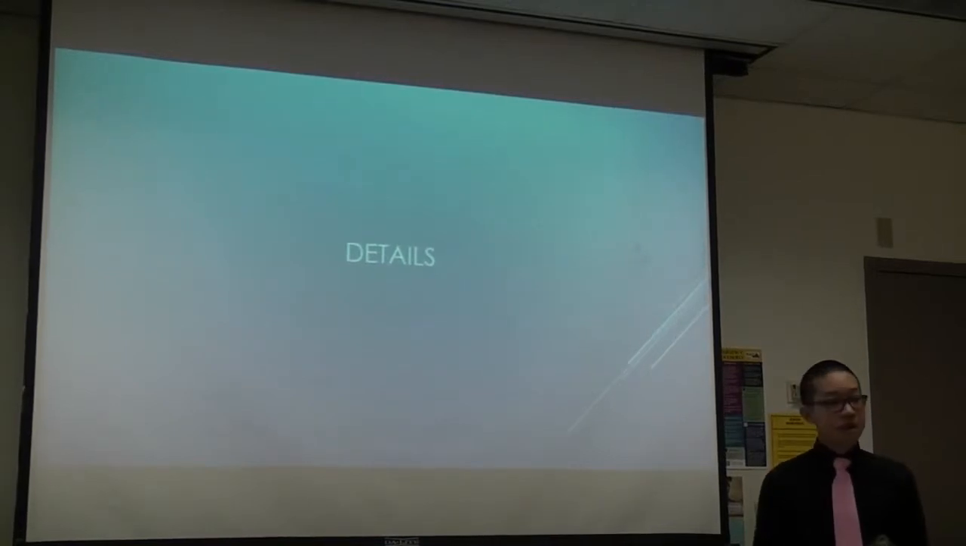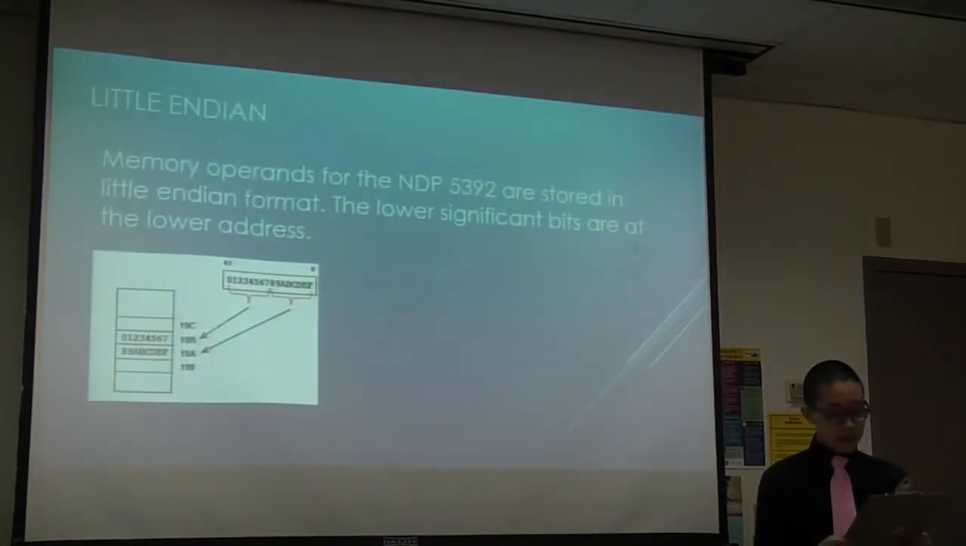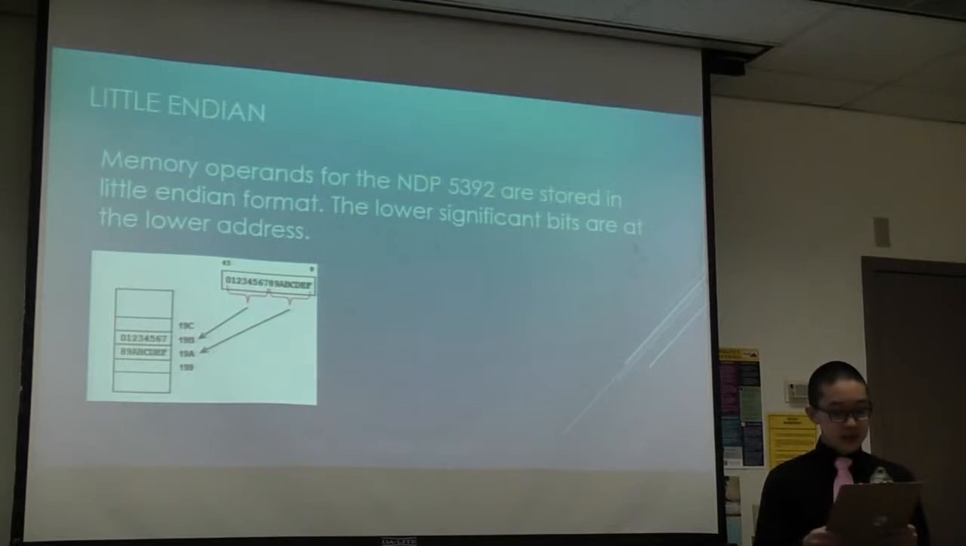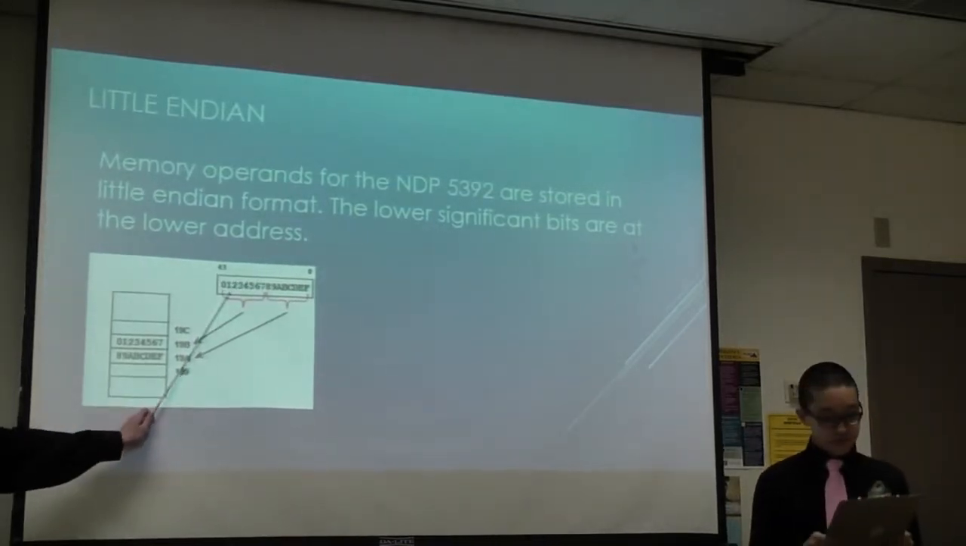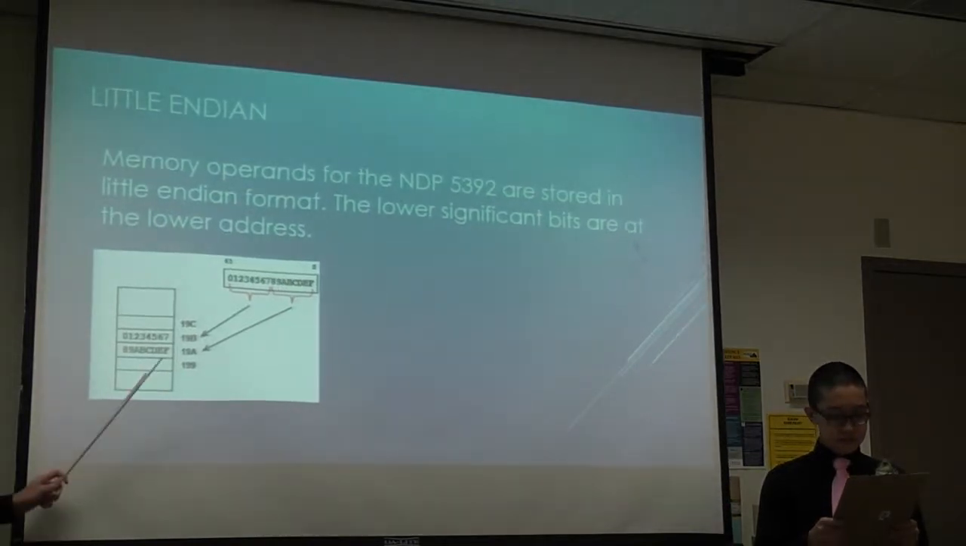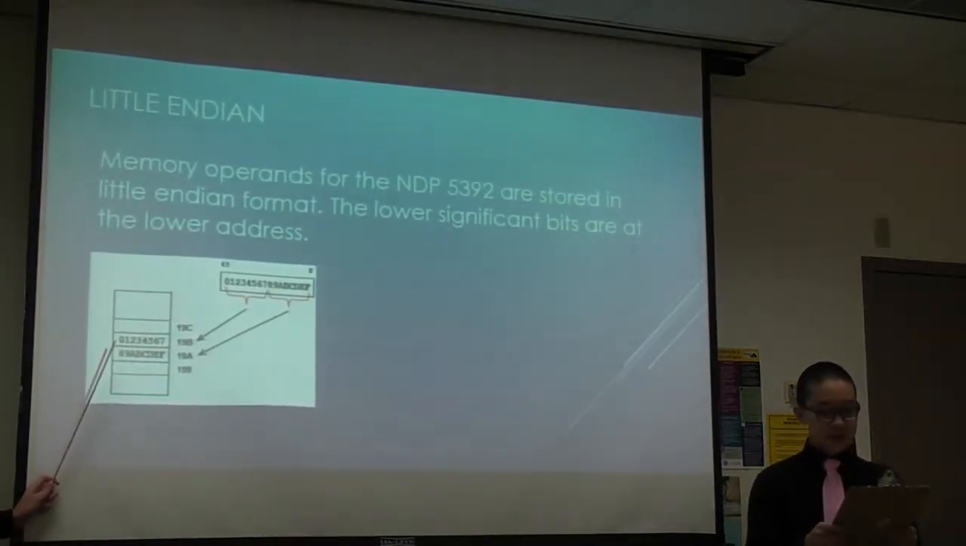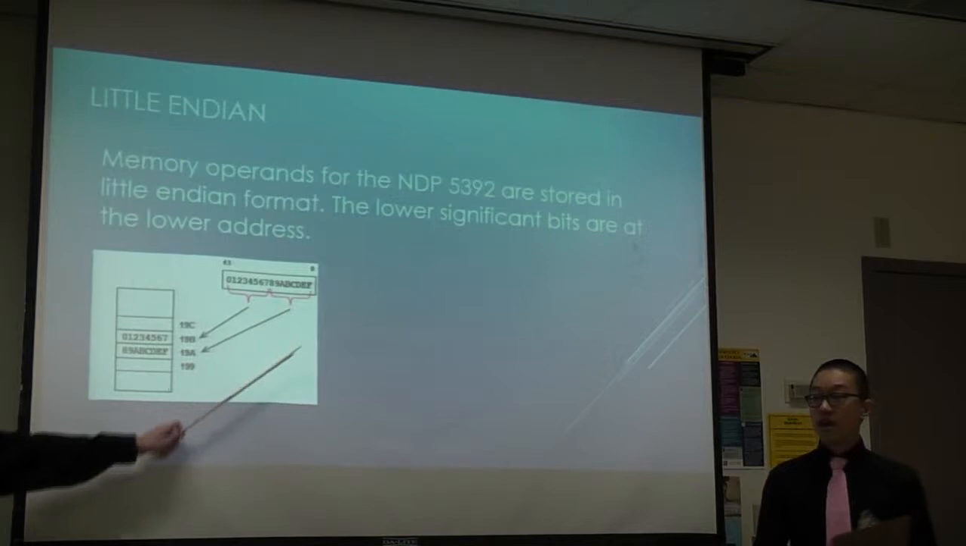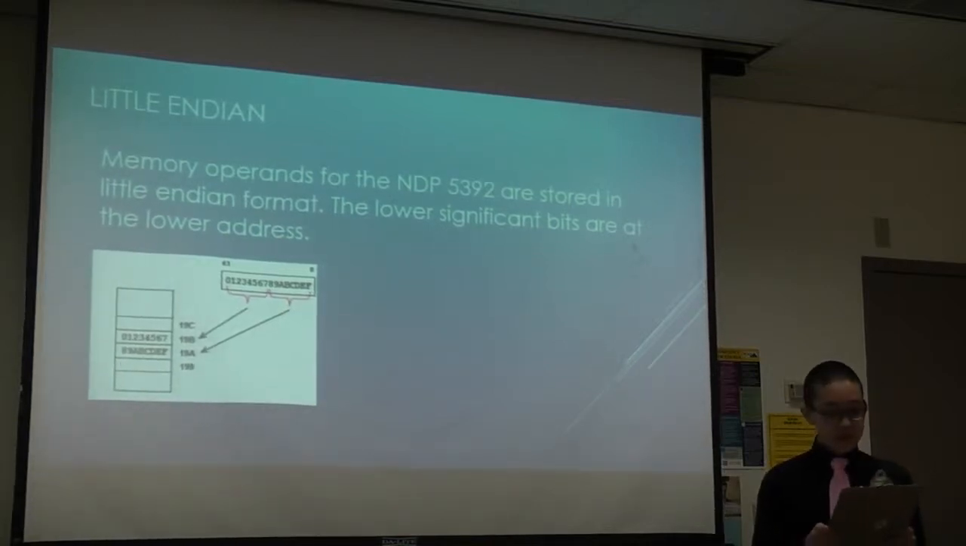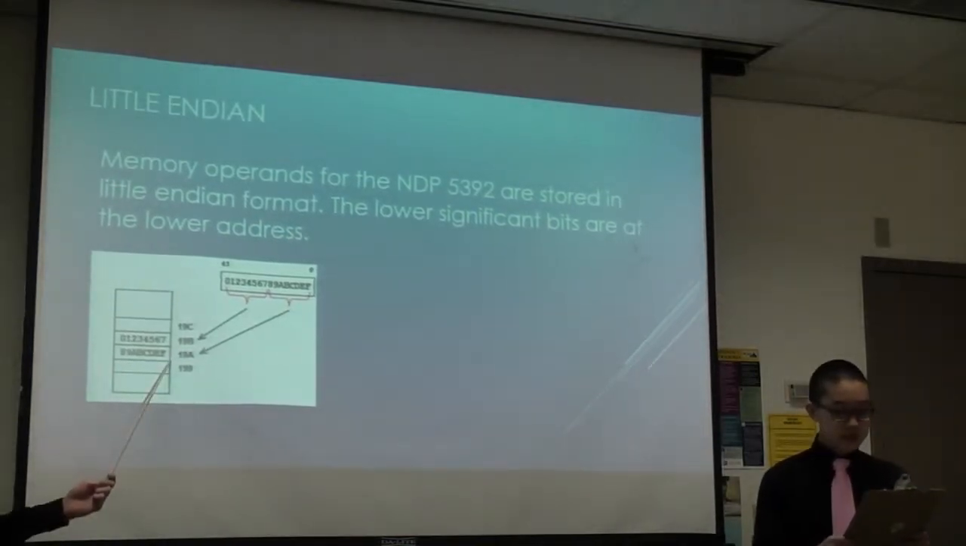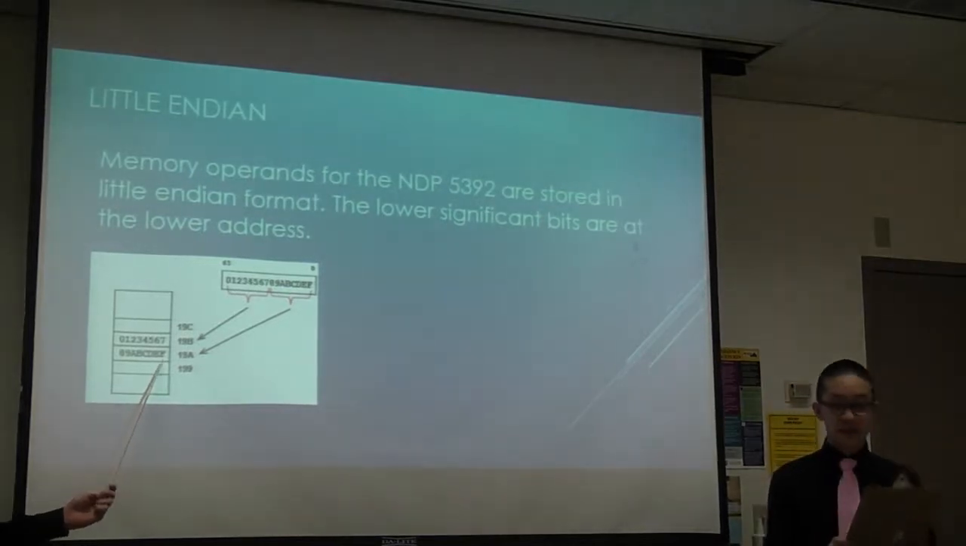Here are some details about it. The memory operands in the NDP 5392 are stored in Little Endian format. This is a format where the less significant bits are at the lower addresses. As you can see from the example, the least significant bit is placed at the lesser significant data addresses.